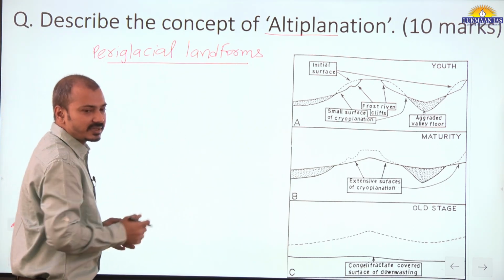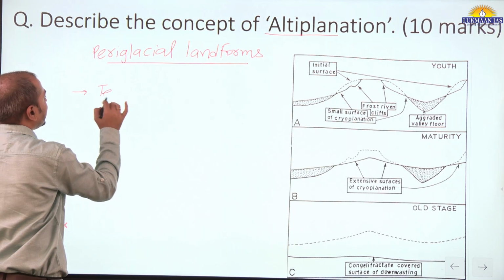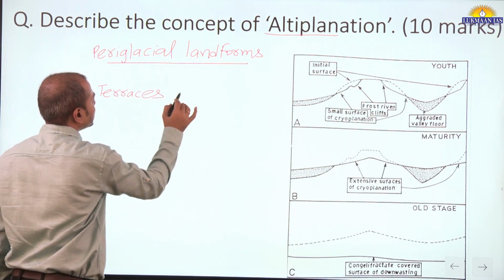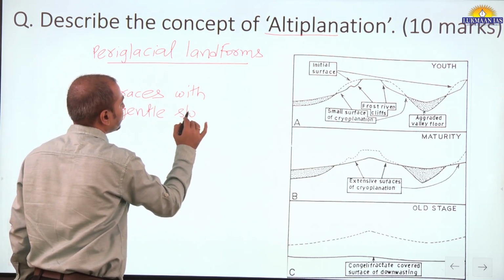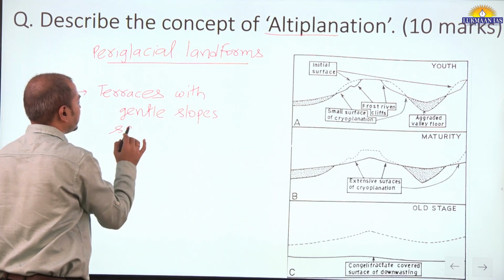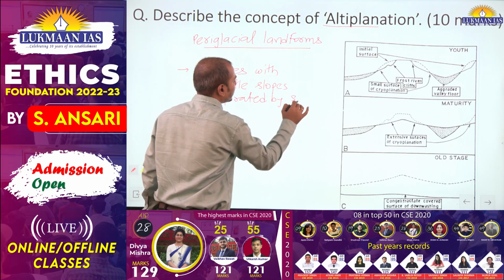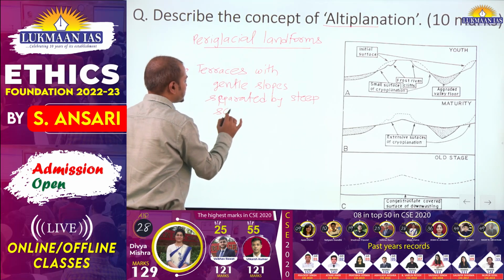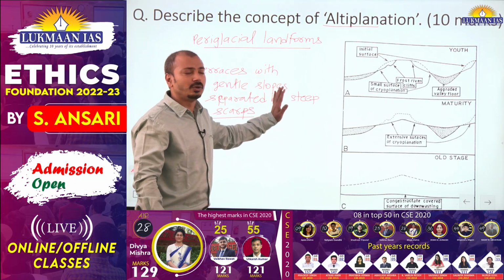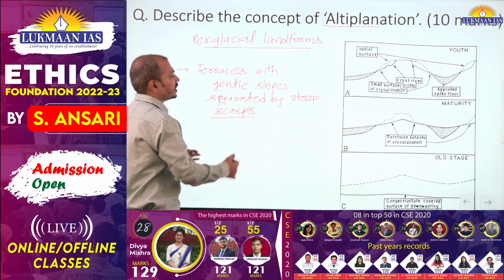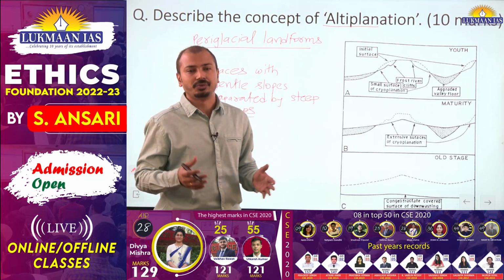For the description, you can start by saying that this landform is a kind of terrace formation, terraces with gentle slope separated by steep scarps. I will show in the diagram also how it looks exactly, but this is the description, and such landforms are largely found in high altitude regions and high latitude regions.